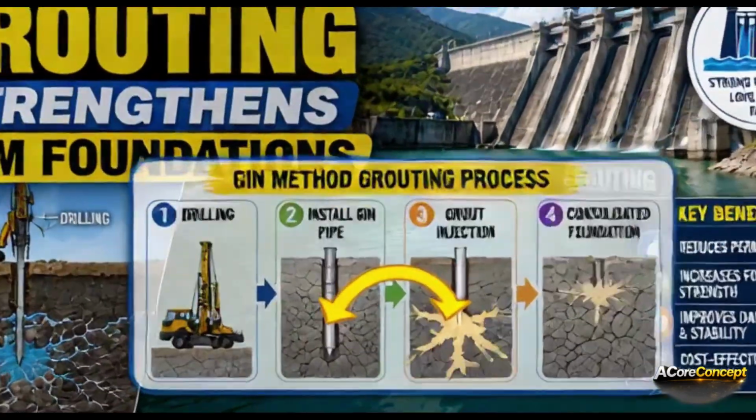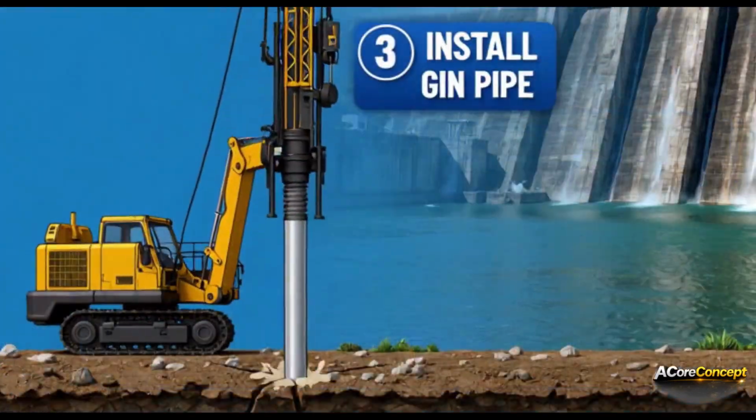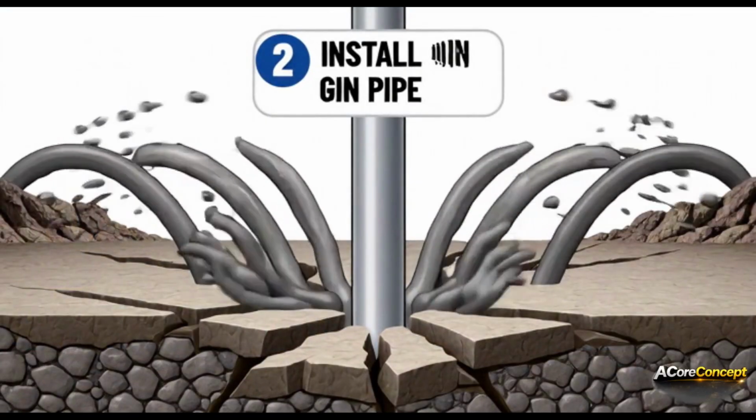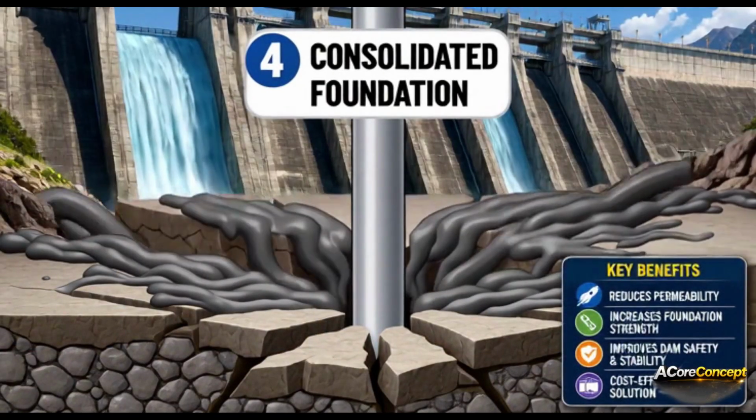Today we are going to learn dam foundation grouting methodology and special GIN method grouting in detail. The process begins with drilling into the fractured foundation, followed by installing the nape. Grout is injected to fill the cracks.